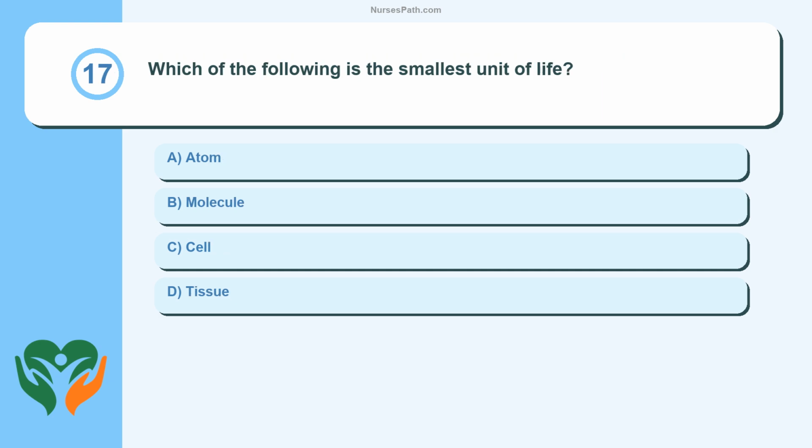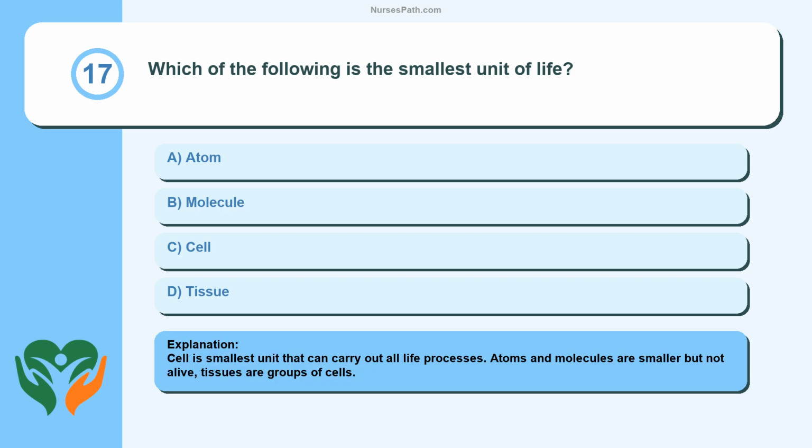Question 17. Which of the following is the smallest unit of life? Atom, molecule, cell, tissue. Cell is smallest unit that can carry out all life processes. Atoms and molecules are smaller but not alive. Tissues are groups of cells.